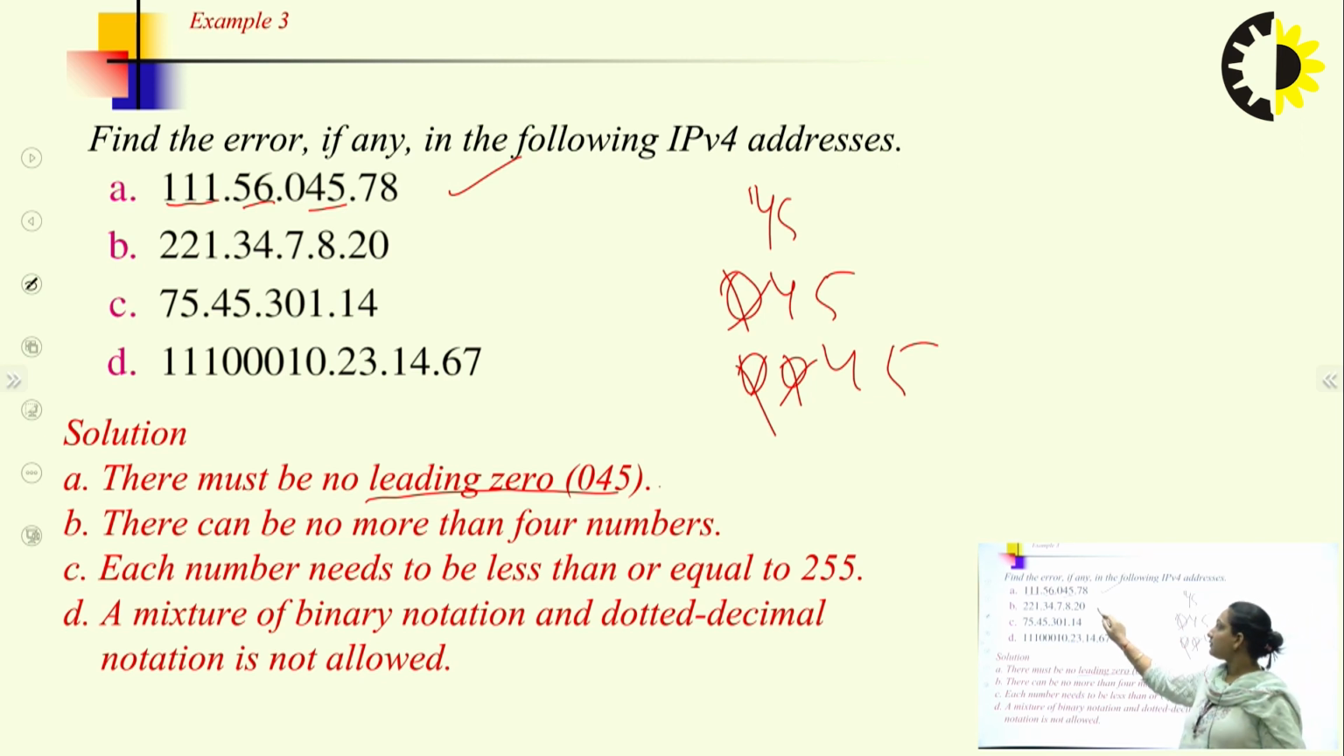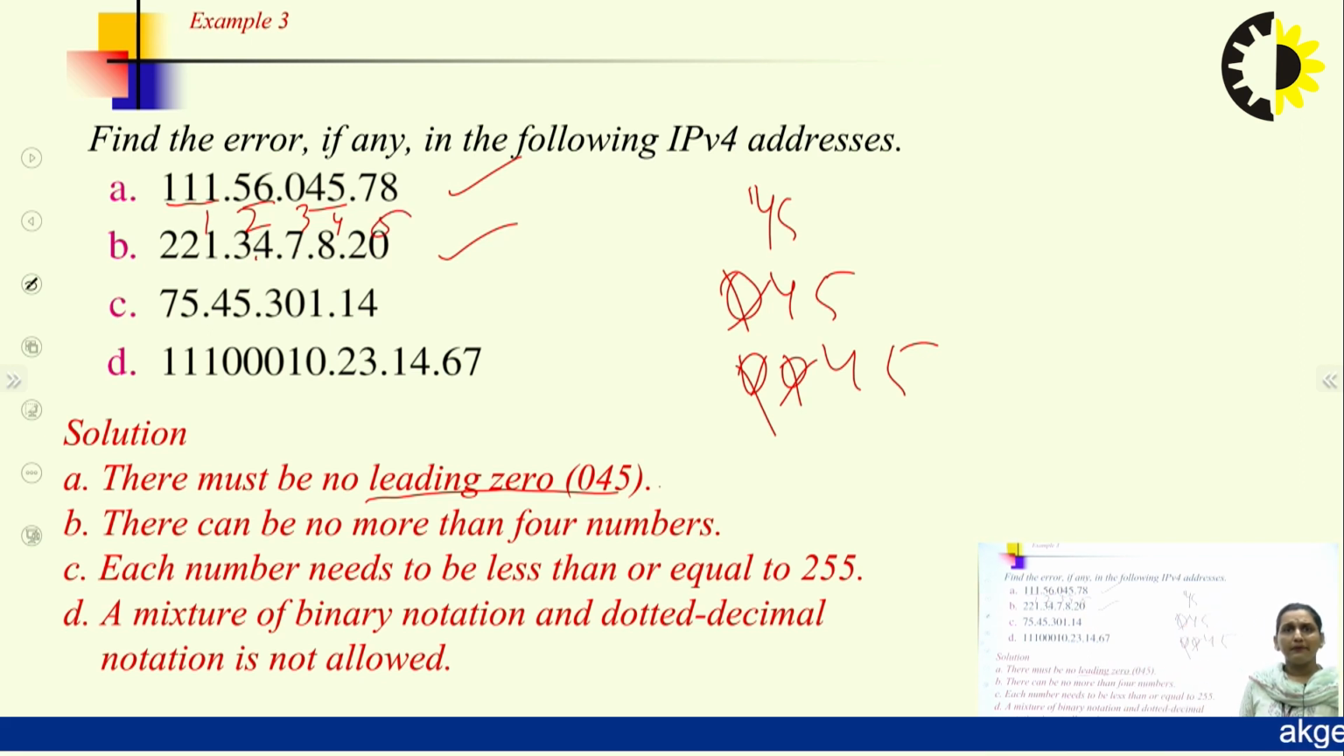Next, what we have is 211, 2, 3. So we have 1, 2, 3, 4, 5 octets. No, we cannot have more than 4 octets because we have a limit in IP version 4 of 32 bits. So this is also not a valid IP address.